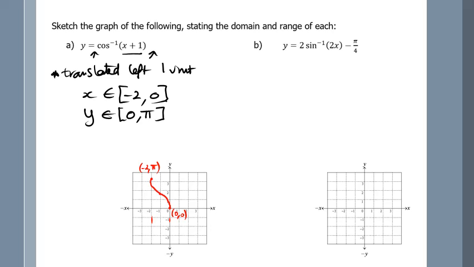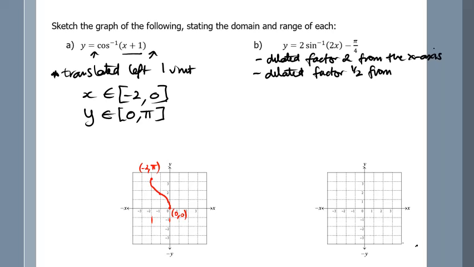So that's our domain and our range for the cos inverse graph, and that's the shape that it will have. Now for our sine inverse graph. Let's have a look at what's occurred to this graph in terms of translations and dilations. It has been dilated factor 2 from the x-axis, dilated factor 1/2 from the y-axis, and it's been translated down pi on 4 units.